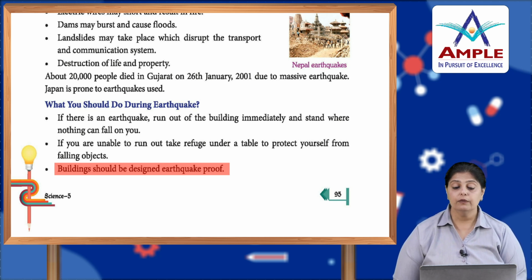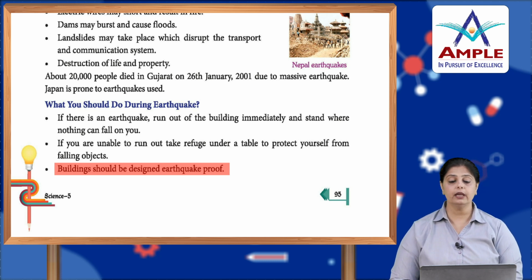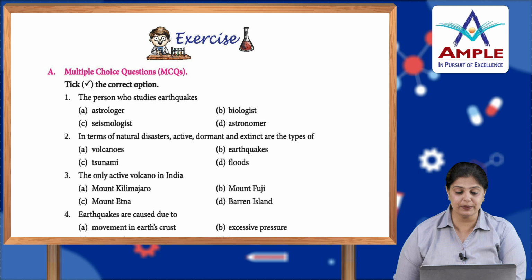Volcanoes occur when lava from deep within Earth's crust rushes out. Volcanoes can be active, dormant and extinct. Seismologists use seismographs to measure earthquakes on Richter scale. Okay? Now, let's do this exercise quickly.